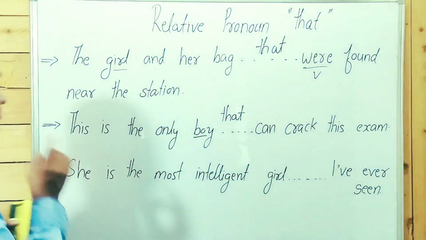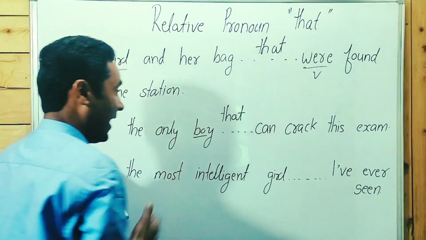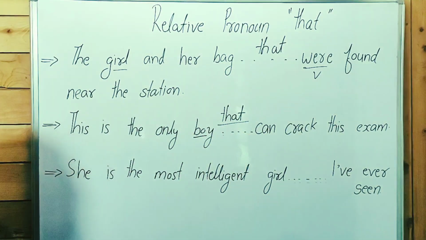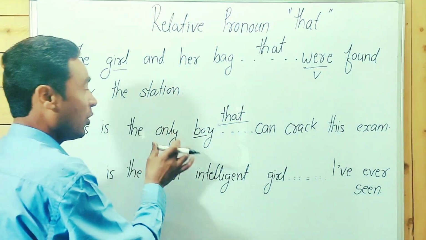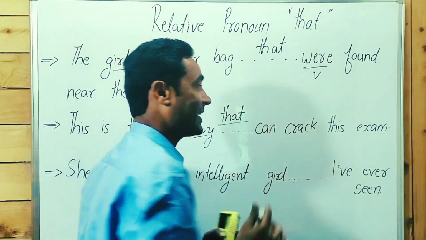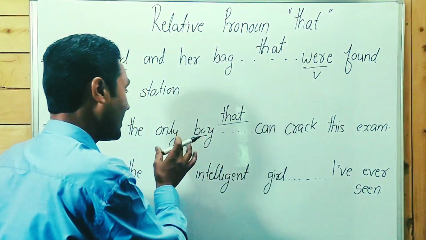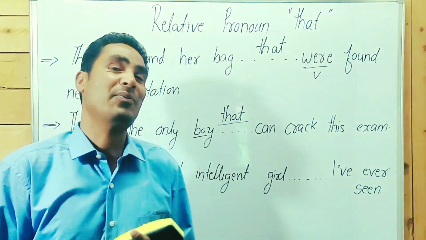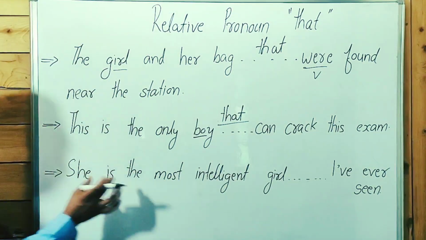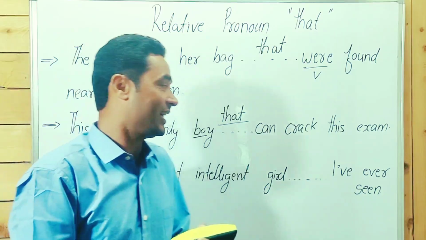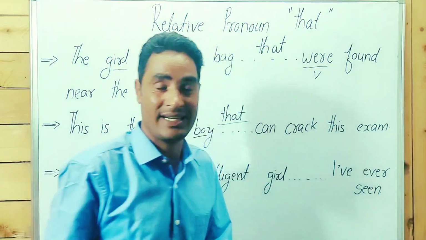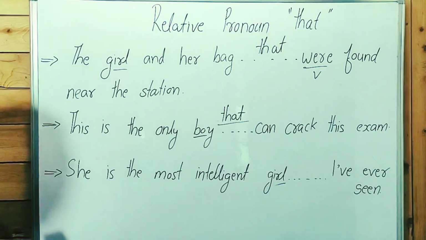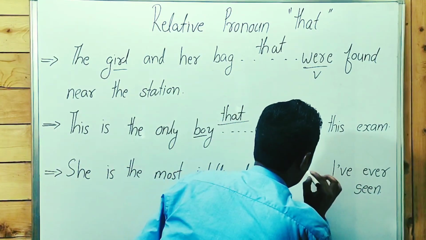Guys, point to be noted, that's why that has been used as a relative pronoun. This is the only boy that can crack this exam. Not this is the only boy who, will be incorrect relative pronoun. And third, she is the most intelligent girl dash dash I have ever seen. Guys, point to be noted, girl is an antecedent. Okay, what we have to write? Who.